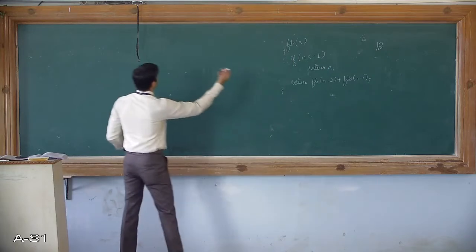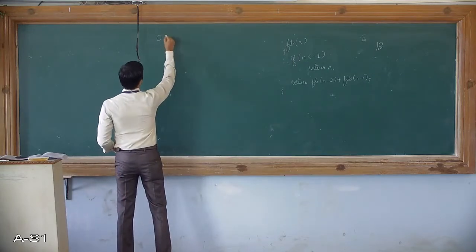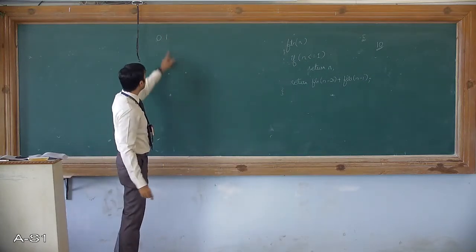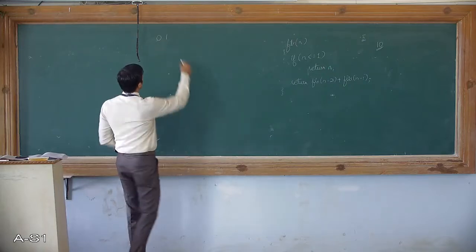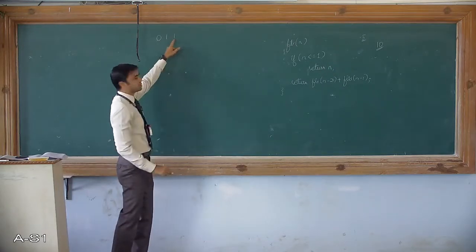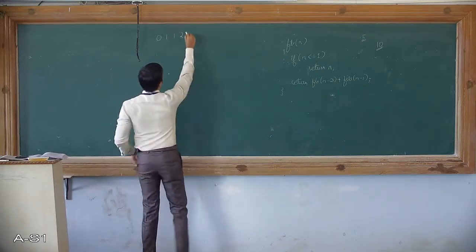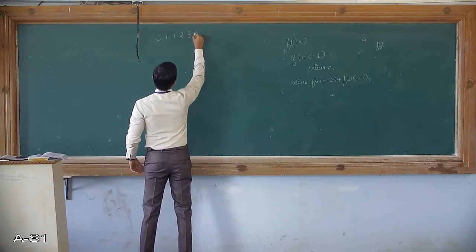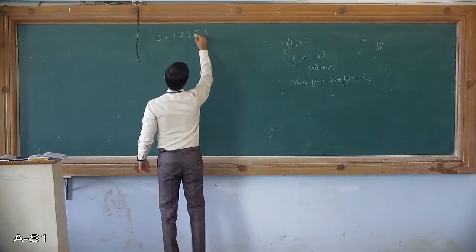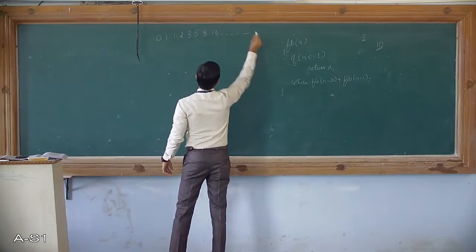So how does the Fibonacci series look? It's 0, 1. These two numbers are added: 1 plus 0 is 1. Then these two numbers: 1 plus 1 is 2. Then 2 plus 1, 3. 3 plus 2, 5. 5 plus 3, 8. 8 plus 5, 13, and so on.